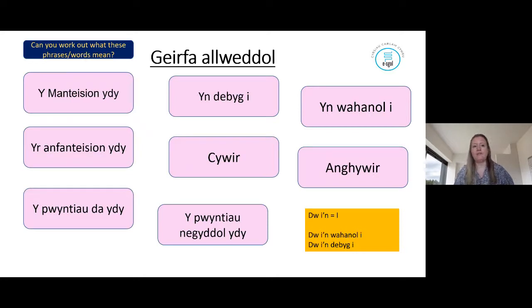Okay, so the first one on the left-hand side says, y manteision ydy. Can you think of what manteision might be? Then we've got yr anfanteision, okay, ydy. Y pwyntiau da ydy. You may have heard the word pwynt da when you're doing your llafar, you're speaking. The middle column then, we've got yn debyg i. We've also got the word cywir. We've got y pwyntiau negyddol, so that's obviously going to be the opposite of y pwyntiau da. And then on the right-hand side, we've got yn wahanol i, and we've got the word anghywir as well.